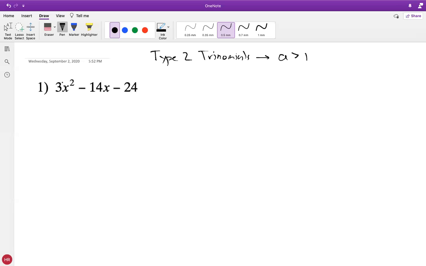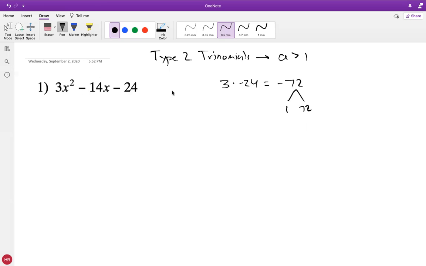You multiply the number in front of x squared by this number over here. I'm just going to do it over to the side. So I say 3 times negative 24, which is negative 72. Now I'm looking for two factors of this number that add up to the one in the middle. Before, I was asking what factors of negative 24 add up to negative 14. Now I have to do 3 times negative 24 and look at the factors of that number that add up to negative 14. So I start looking at factors, 1 and 72.